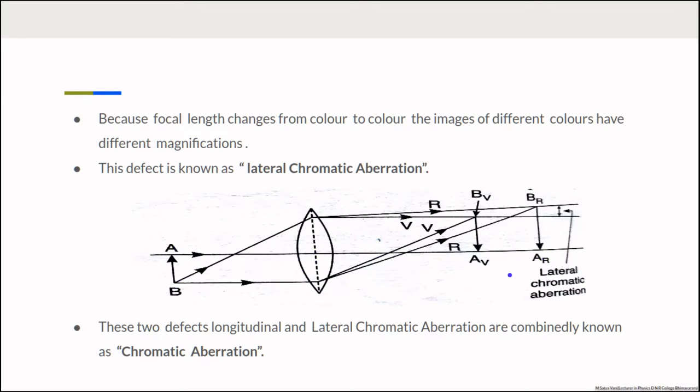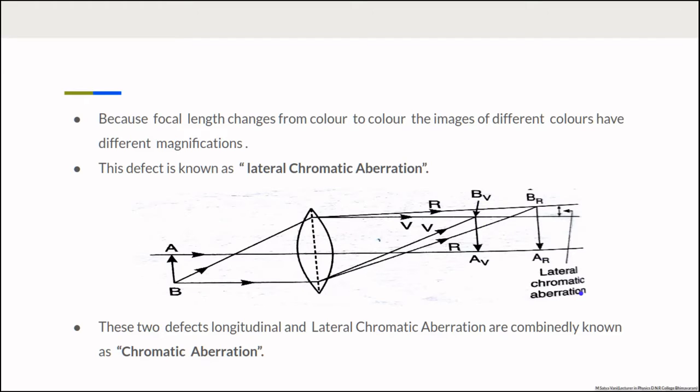We know that magnification is the ratio of size of the image to size of the object, or distance of the image to distance of the object. As different colored images have different image distances, their sizes are also different. If you observe this figure, the red colored image is longer than the violet colored image. This defect in images is known as lateral chromatic aberration. The difference in length between A_BV_V and A_RB_R is the measure of lateral chromatic aberration.